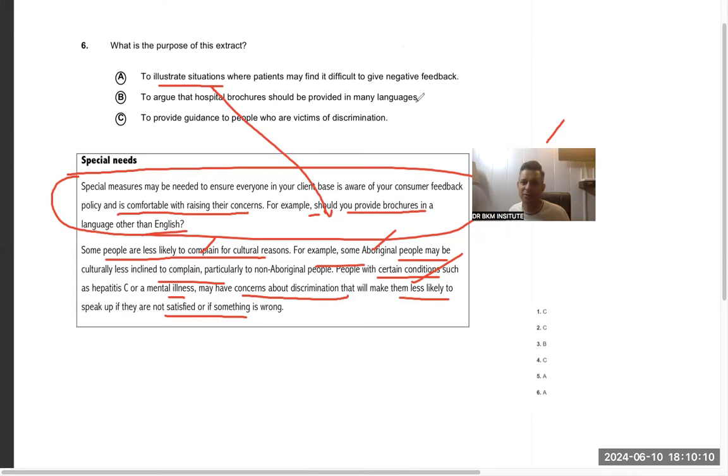I can eliminate just because of the word negative feedback. Then you read it carefully. Aboriginal people are less likely to complain. Complain means negative feedback. Complain does not mean positive feedback. People with certain conditions may have concern about discrimination. They are less likely to speak up if something is wrong. If something is wrong, of course, negative feedback. So there were words given even for the negative feedback.